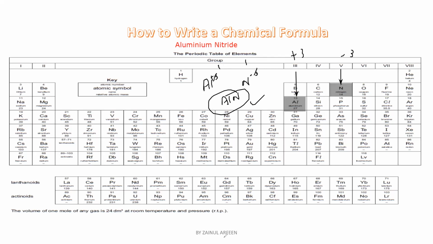Is it clear to everyone how to write a chemical formula? Tomorrow we'll do more examples, writing more complicated chemical formulas. Today we discussed the simplest ones. Any question related to the class today? Any question or a doubt?